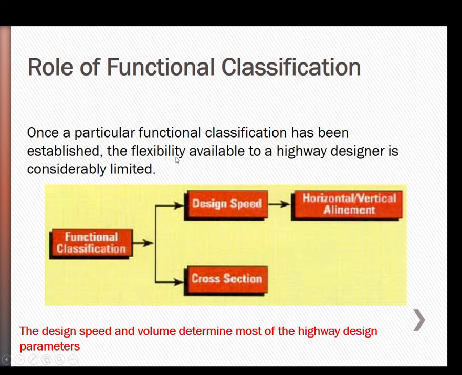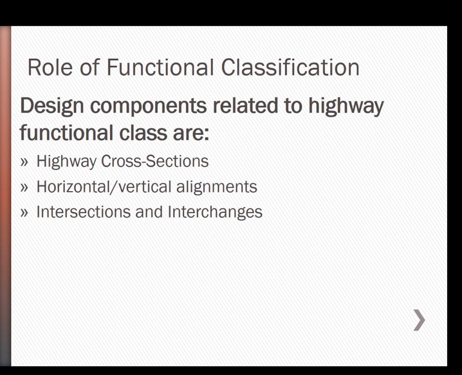So once a particular function classification has been established, the flexibility available to the highway designer is considerably limited, so that you know exactly what you'll be doing. You're very limited by the design speed and other criteria that we'll be discussing in the next video. The design components related to highway class are the cross sections, the horizontal and vertical alignments, and finally the intersections and interchanges, and they're all connected to what kind of highway you have.